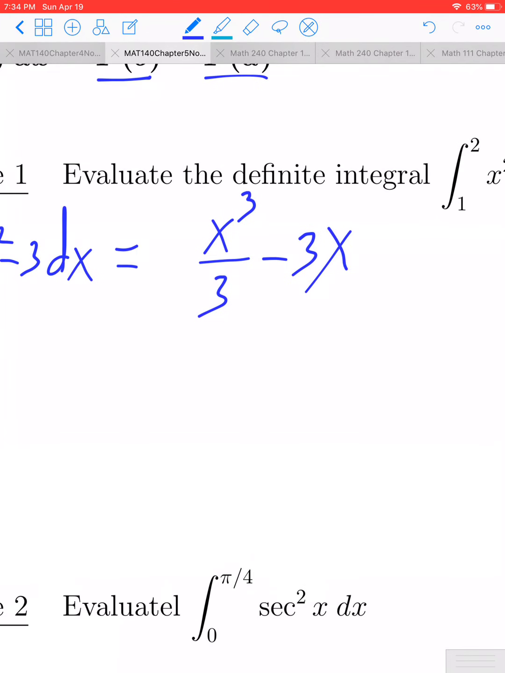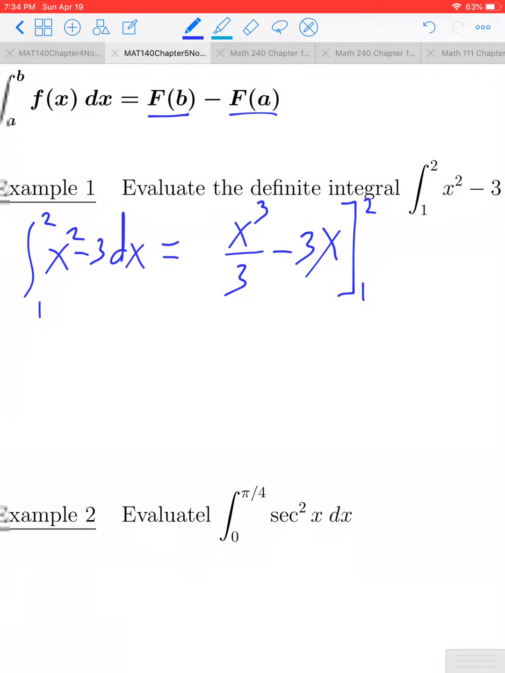And then we're going to evaluate this. A lot of times we'll write evaluation bars from 1 to 2 next to this antiderivative. It's important to remember that back when we were doing antiderivatives or indefinite integrals, we needed to have that constant of integration plus c. Whenever we do a definite integral, you can choose any antiderivative of the function f you want. Typically, we choose the one with c equals 0 because it gives us an easier calculation to perform.